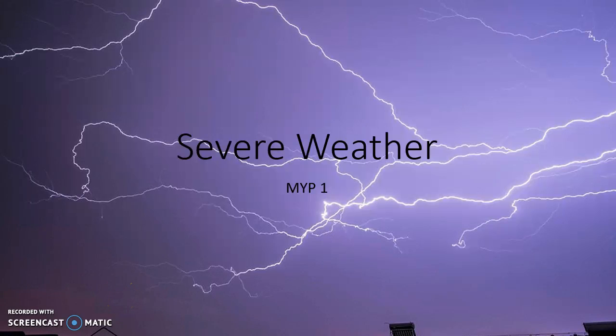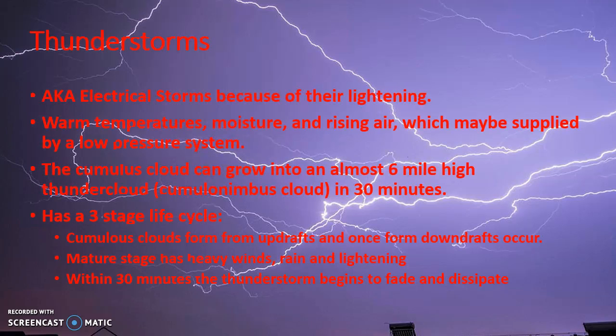The last lecture in our Unit 2 weather series. So this one's on severe weather. The first one on the list here is thunderstorms, which are also known as electrical storms because of their lightning. Warm temperature, moisture, and rising air, which may be supplied by a low pressure system, is what causes the thunderstorm.